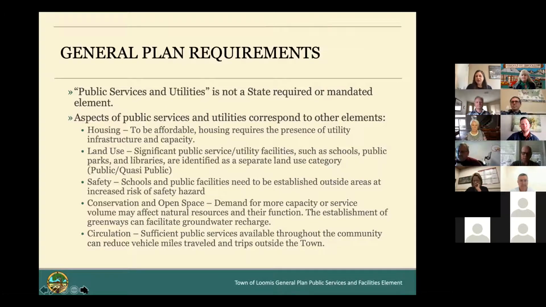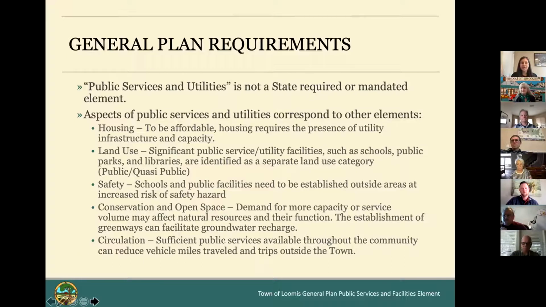And it also helps the town when they're making decisions. And the general plan doesn't have to just be what the state mandates. It can also be items that the town considers important to their decision-making and roadmap for the future. So aspects of public services and utilities correspond to other elements.